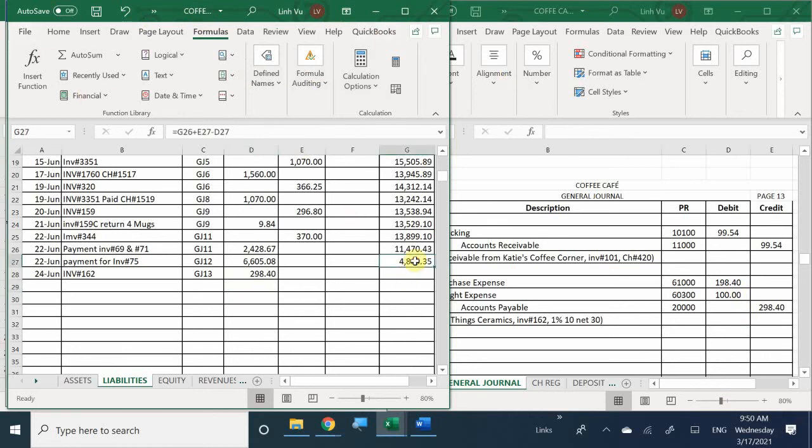5163.75. Oh, I see. I wrote on the wrong side. We're increasing it by 298.40. Yes, you are right. My bad, I'm sorry. I'm really off today. I'm making too many fat finger mistakes. Okay, let's see what's next.